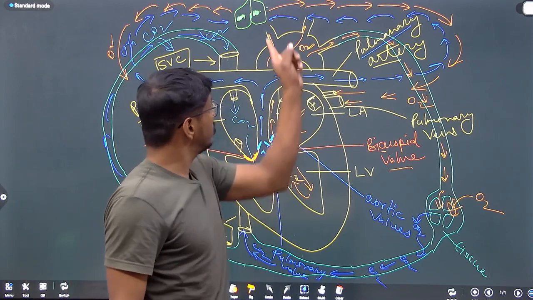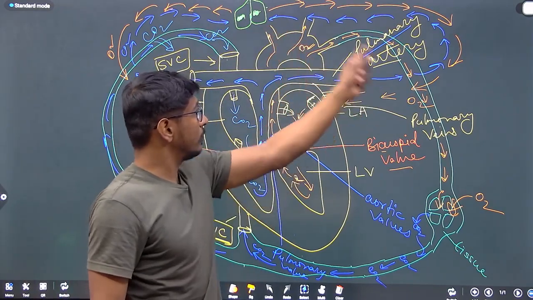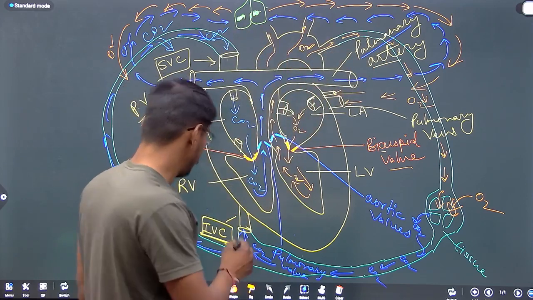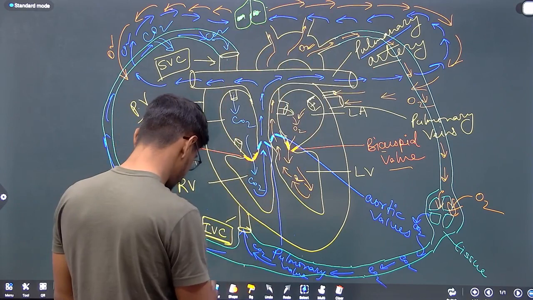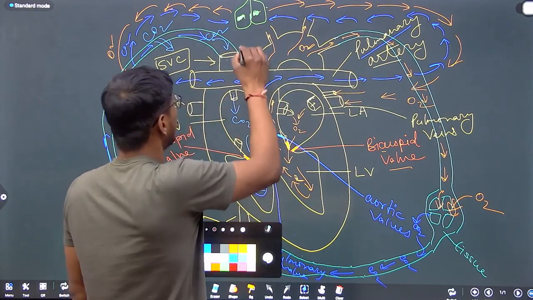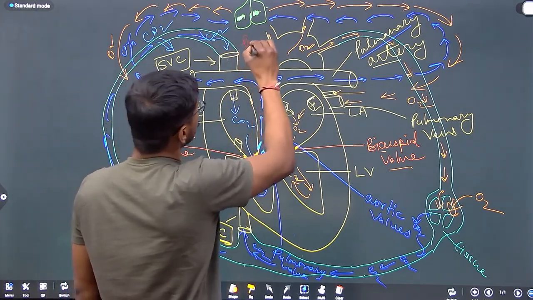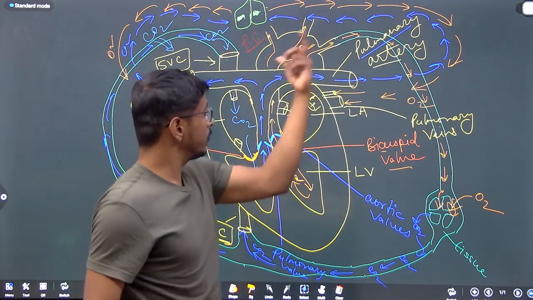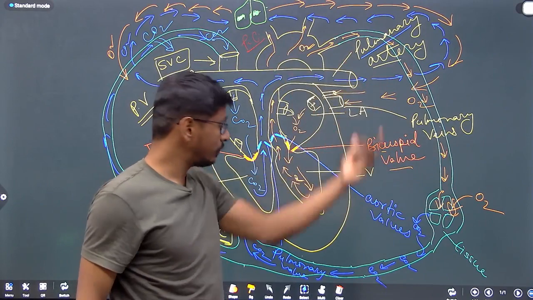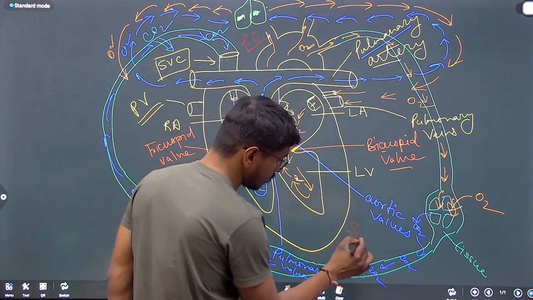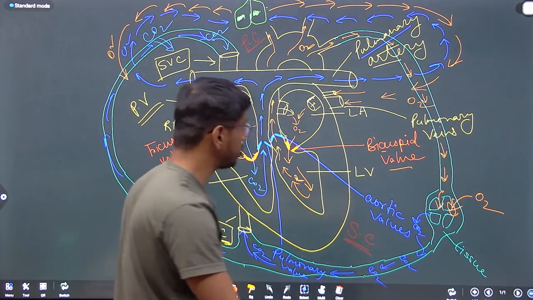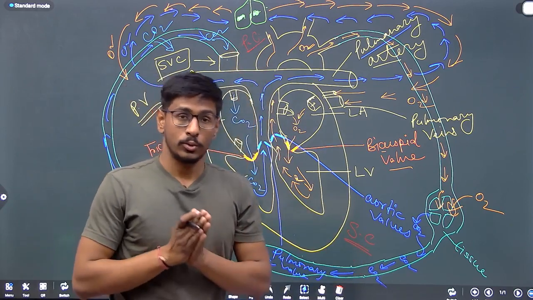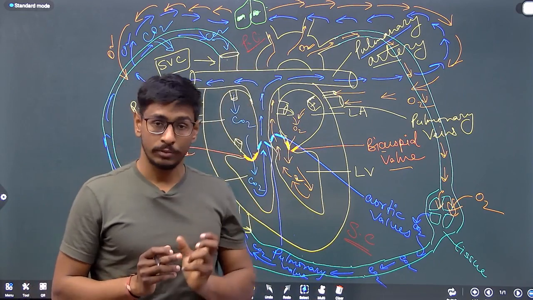This circulation, which runs between the pulmonary artery and the lungs, is known as pulmonary circulation, and this circulation which runs between the tissues and the heart is systemic circulation. So this is pulmonary and this is systemic circulation. So this was all about the structure of the heart.